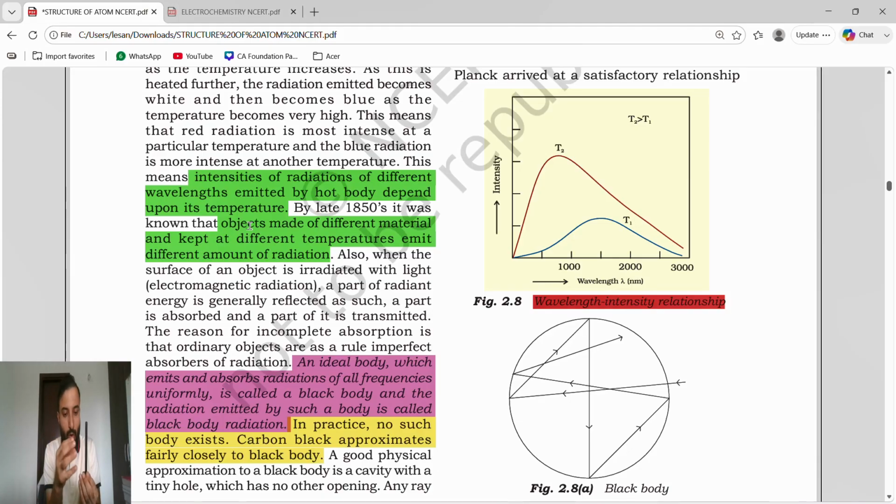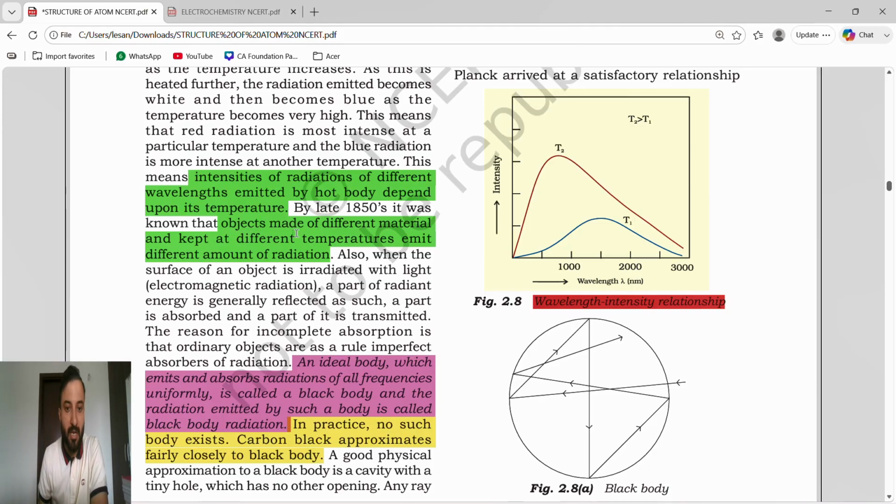If I give a low temperature to this object, it will get less heated, and as it gets less heated, the intensity of radiation coming out is less. If I give a high temperature, this object will get highly heated, which means the intensity of radiation is also high. So that's why they said intensity of radiation of different wavelengths emitted by a hot object depends upon its temperature.